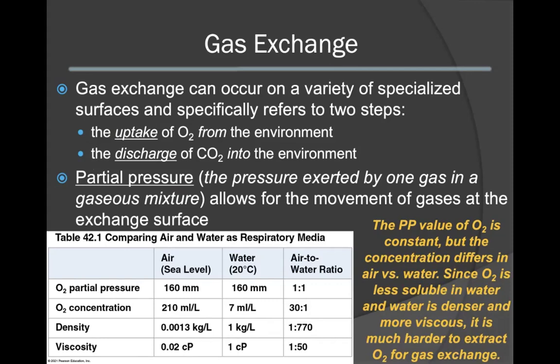Gas exchange is related to partial pressure. Partial pressure is the pressure exerted by one gas in a gaseous mixture. This will allow for the movement of gases at the exchange or respiratory surface. The partial pressure value of oxygen is constant. However, the concentration differs in air versus water. In general, oxygen is less soluble in water. In addition, water is considered to be more dense than air and much more viscous. As a result, it is much harder for an organism to extract oxygen from a liquid medium for gas exchange.